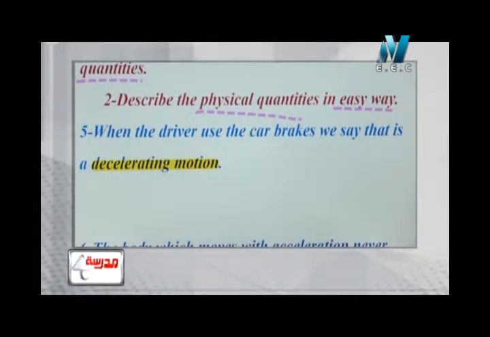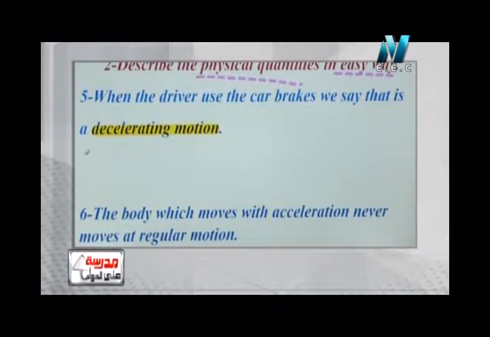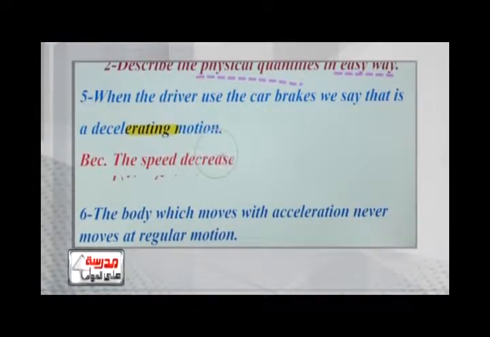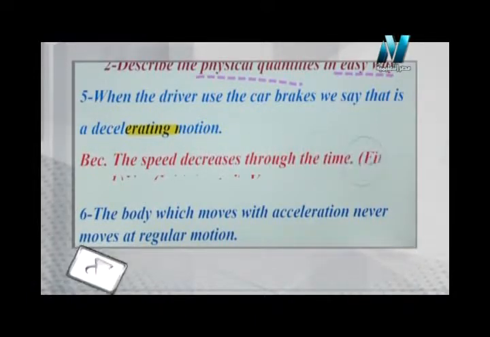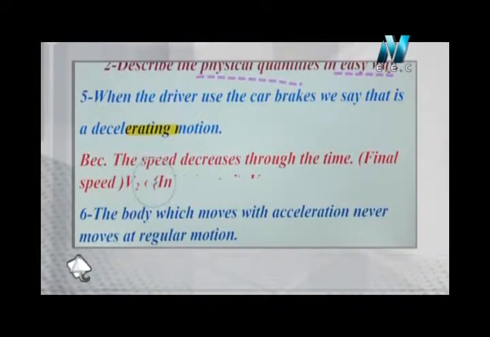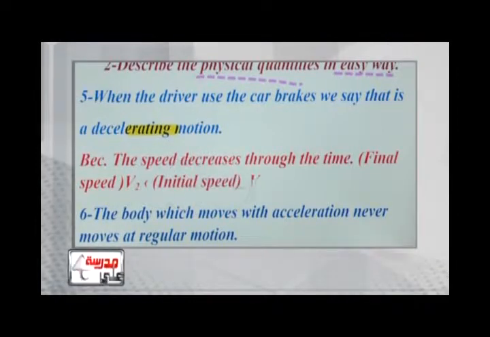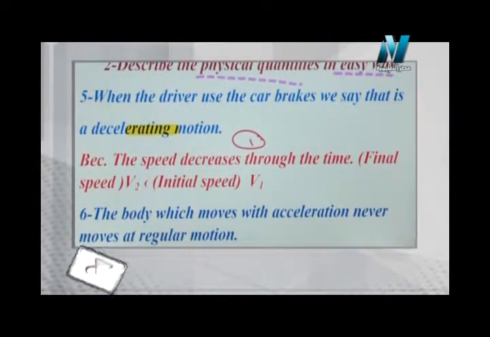Of course, we should have studied and know the definition. Why? Because the speed decreases through the time. Or we can answer another way, as we have final speed v2 less than initial speed v1. We have here two answers. We can say because the speed decreases through time unit. First answer. And we have another answer.